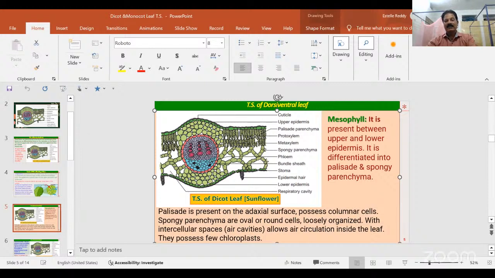Internally, the palisade tissue is located just below the upper epidermis and the cells are closely packed. Cells are vertically elongated, columnar cells, like columns with small or narrow intercellular spaces. One or two layered cell tissue is seen just below the upper epidermis. That is palisade parenchyma. This is spongy parenchyma. Spongy parenchyma is made up of oval or circular shaped, small, loosely packed cells with large intercellular spaces. So this is spongy tissue.